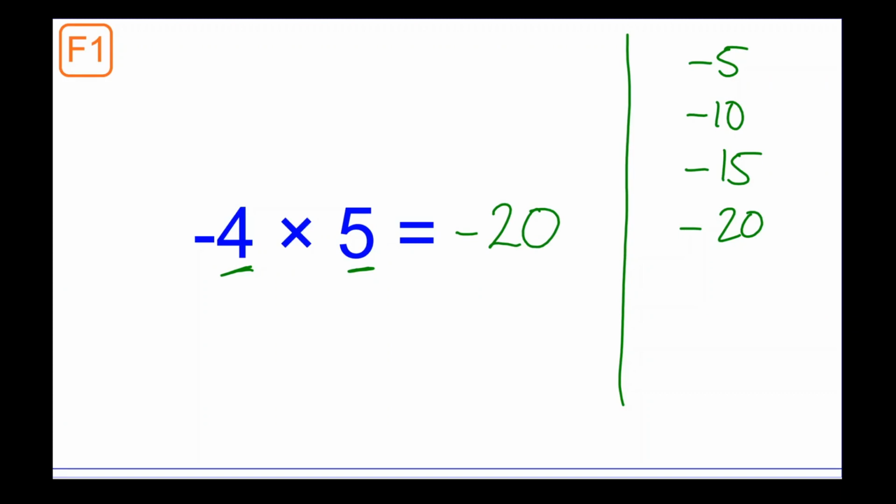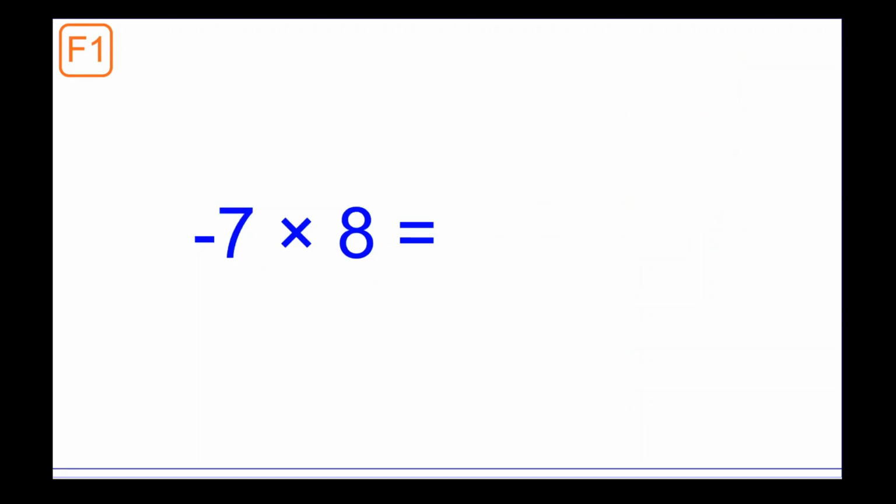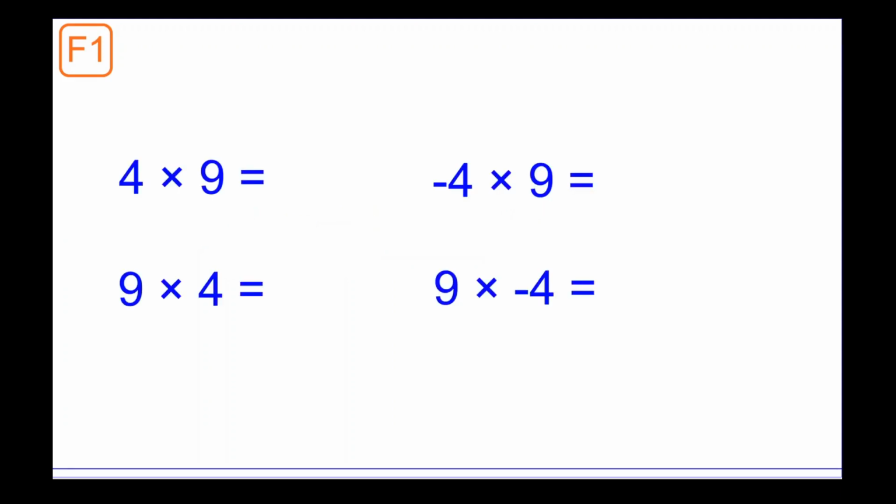Another example, negative 7 times 8. Well, we know that we have to take away 8 7 times, and we know that will be like 7 lots of 8, which is 56, only negative. Try these few examples. I'll pause the video.